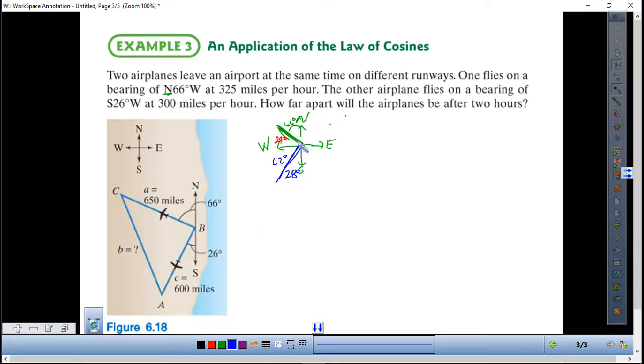So now, what is this big angle right here going from here to there? Because that's going to be this angle right here on our picture. Well, it's just 62 plus 24. And 62 plus 24 is going to give us 86. So that angle right there is going to be 86 degrees.